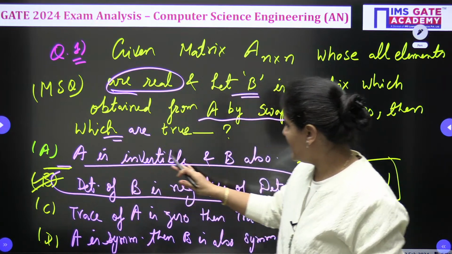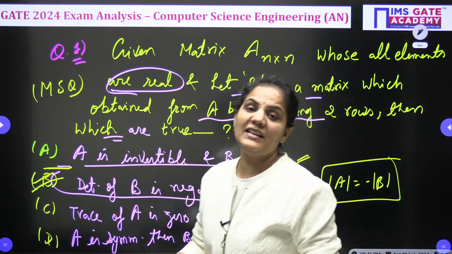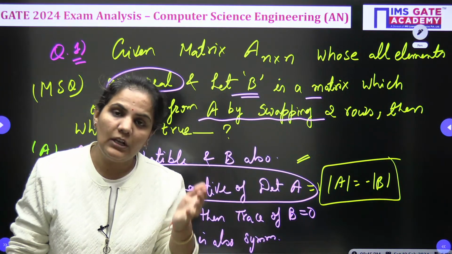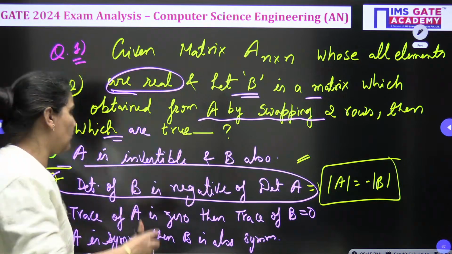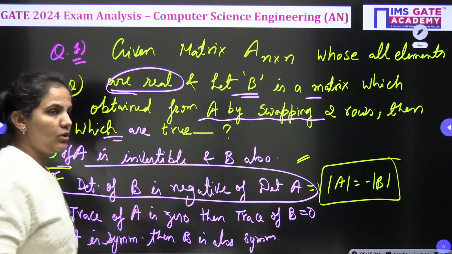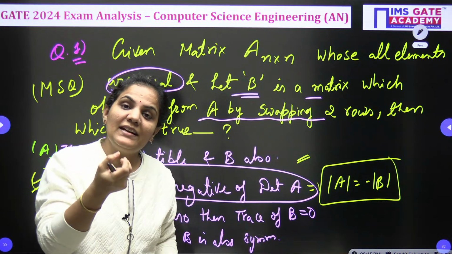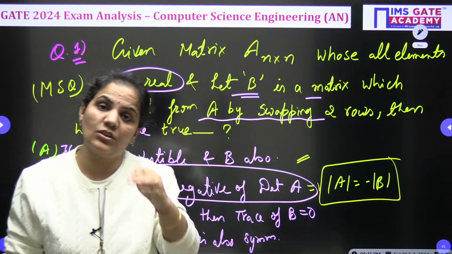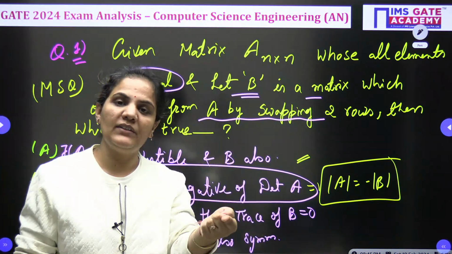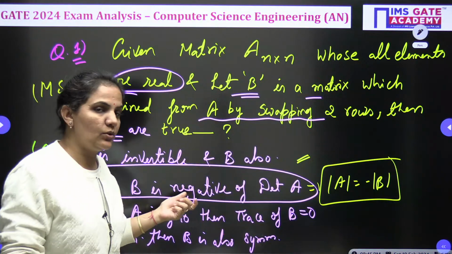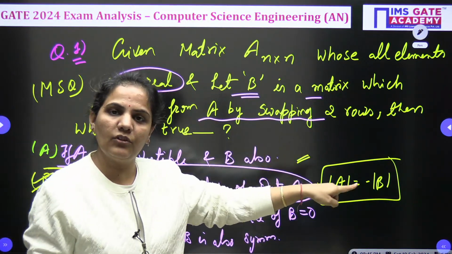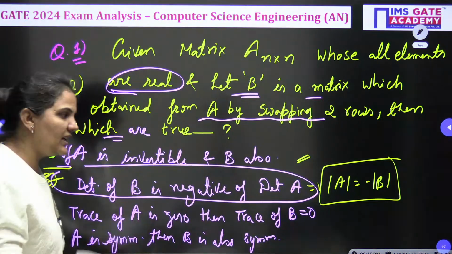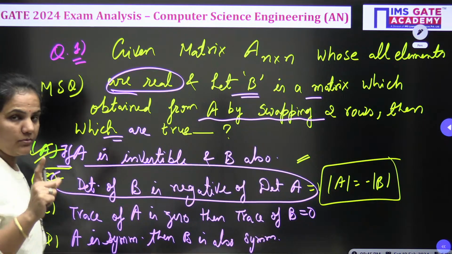Next is: A is invertible and B is also. When A is invertible, then B is also, yes, definitely. Invertible means the determinant is non-zero. If the determinant of matrix A is non-zero, then definitely the determinant of matrix B will also be non-zero. Why? Because, as I just told you, the determinant of A is equal to the determinant of B, it only changes with the sign. The numerical value will be the same. So yes, this statement should also be true.